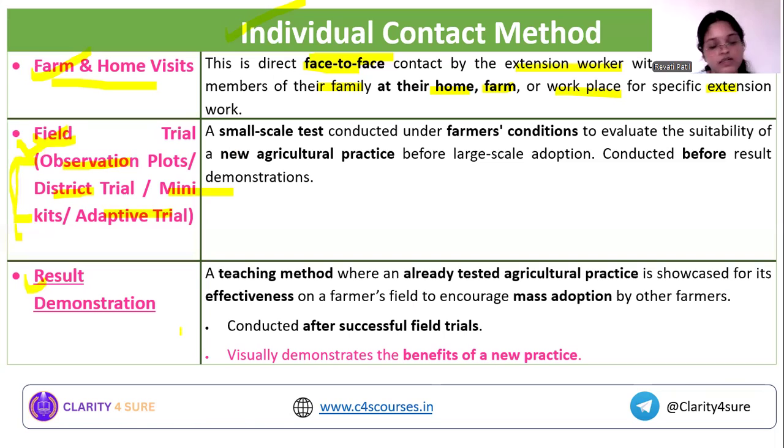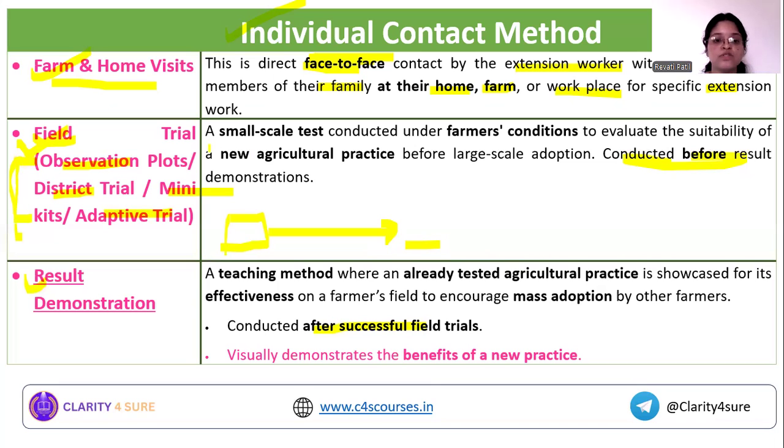So field trial and result demonstration are simultaneous concepts. They are both related concepts. Field trials are conducted before result demonstration, and result demonstration is conducted after successful field trials. So yes, we know researcher developed one variety in lab under control condition. Now that researcher wants to test that particular variety in farmer's condition, wants to check its suitability, then the field trials will be done.